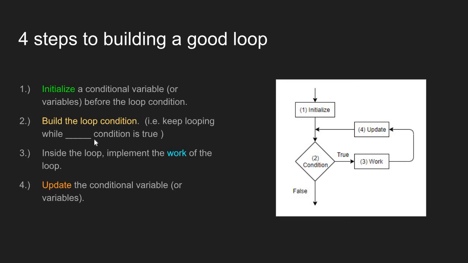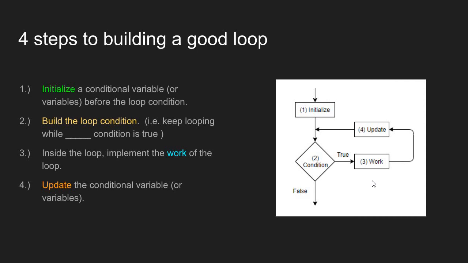Alright, step 2, we are going to build a loop condition. So for example, keep looping until what condition, or I'm sorry, keep looping while what condition is true. So in our password example, we would want to keep looping while the password was not correct. Alright, step 3, we are going to do some work inside the loop. Now, step 3 really isn't part of building a good loop, but all good loops should have work inside them. So work needs to be inside the loop body.